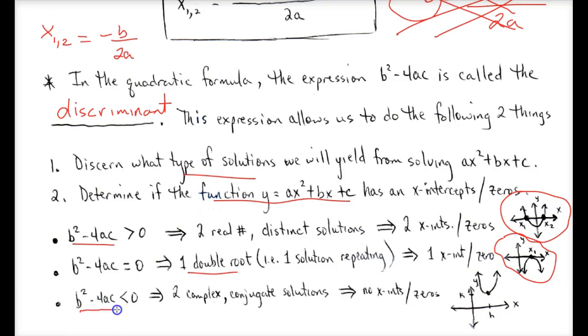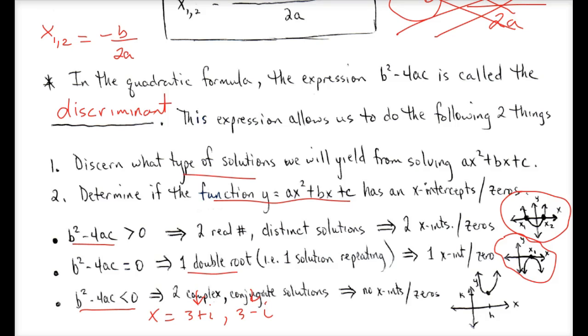Now, if b squared minus 4ac is negative, then we know that we have complex conjugate solutions. For those of you in a course where you study complex numbers, an example would be x equals 3 plus i and 3 minus i, where these two are conjugates because everything is the same except for that middle sign, okay? The plus right there, the minus right there, okay?